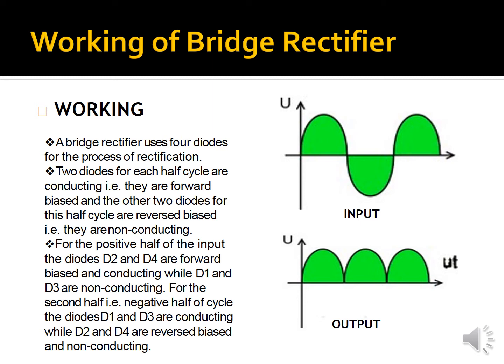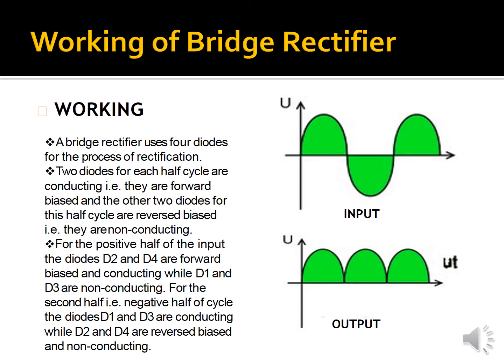Here we are taking two diodes for the positive half cycle, and the other two diodes for the negative cycle. That is, the first two diodes propagate in the forward direction; if forward biased, they conduct and we get the positive cycle, and the other two diodes are reverse biased, so they are not conducting.